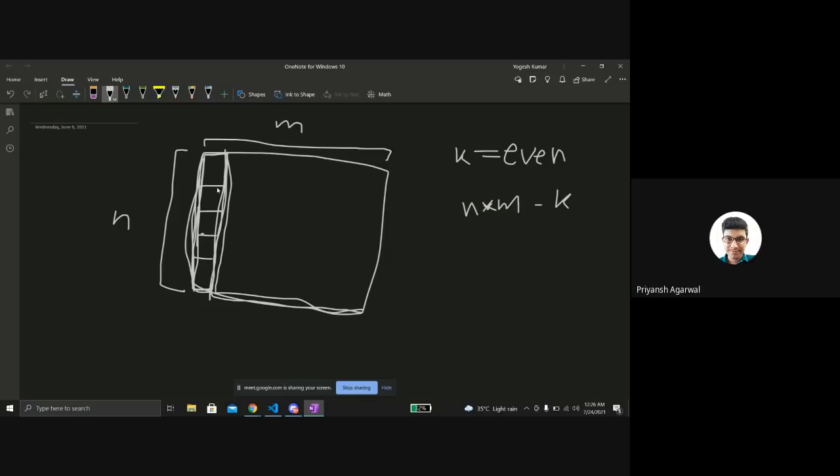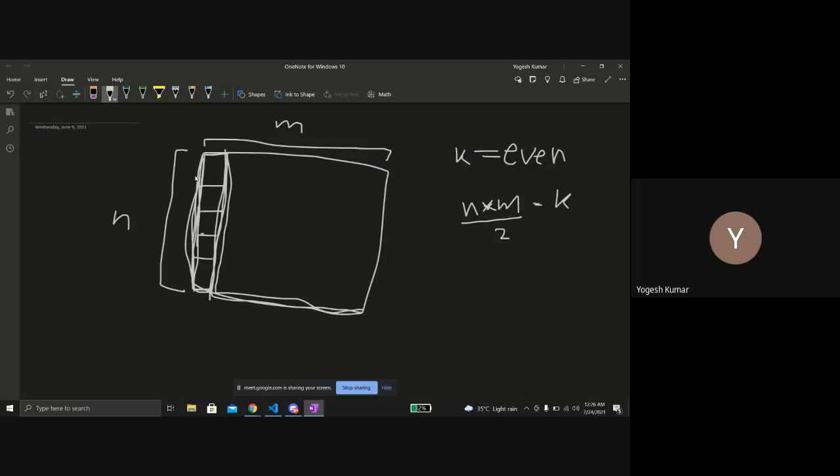This makes sense. Also, n into m by 2 dominoes are there in total, so the number of vertical dominoes is n into m by 2 minus k. So this many dominoes are vertical. If you can't even fill up this column, you cannot go about filling this with horizontal ones.